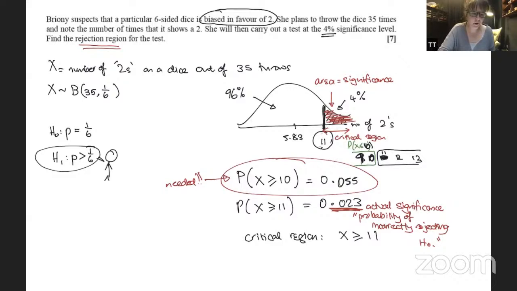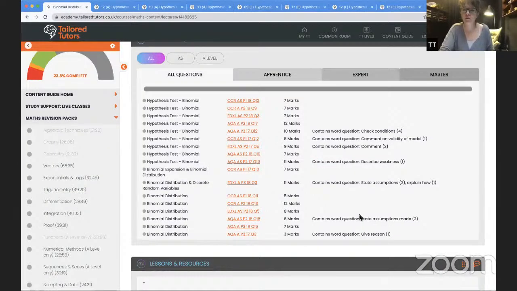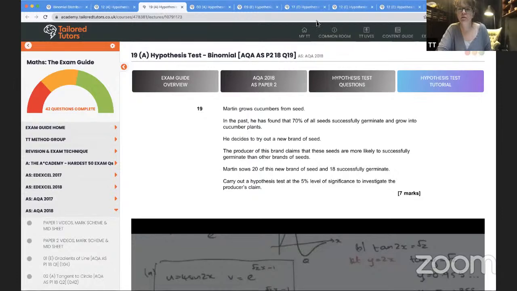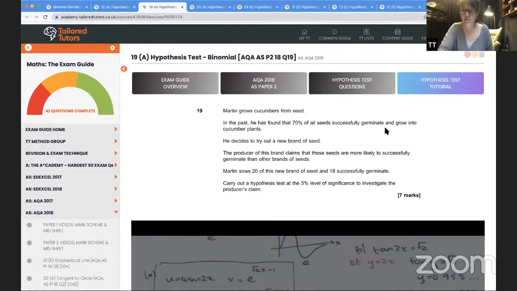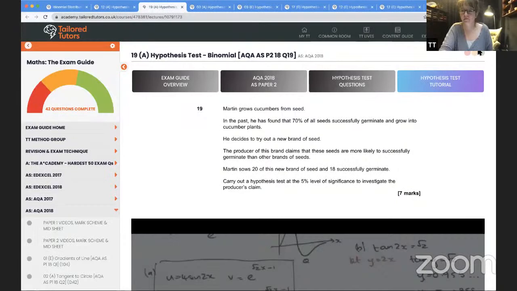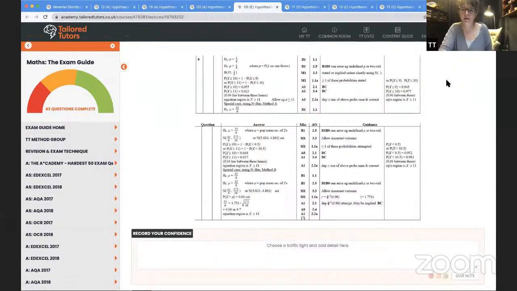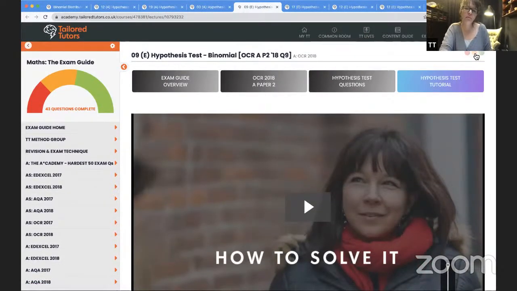Let's finish off by going back to the revision page that we were on. We'll go through and you're going to see the questions that you did. What did we do? We did Martin's cucumbers, so we'll put that one as green because we've done it. And then we did Bryony's dice. That one's okay, but maybe I'm going to put that one amber because it's difficult.